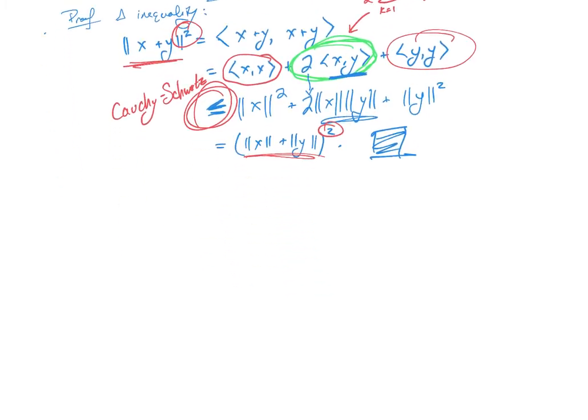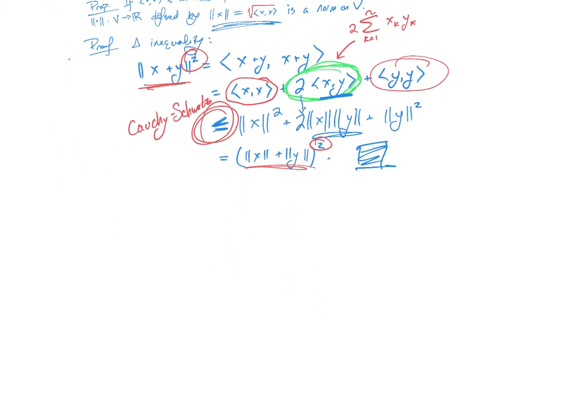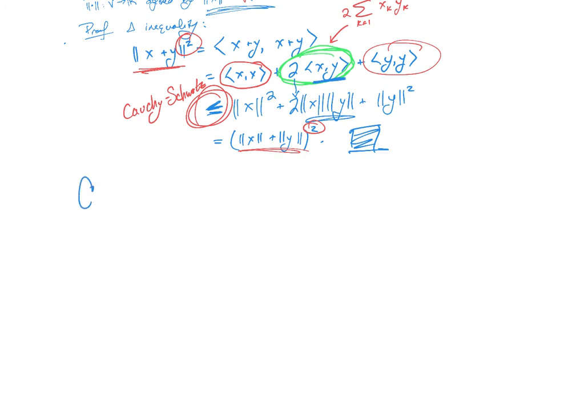Okay. In that case, is that how you spell Cauchy-Schwarz? I mean, is that how you spell Schwarz? I'll double check and get it right in the lecture notes.